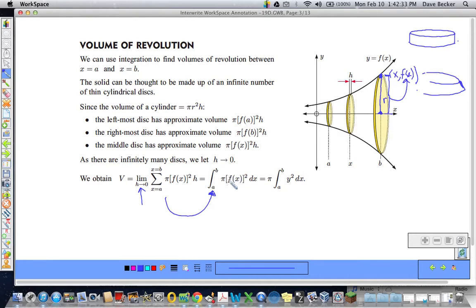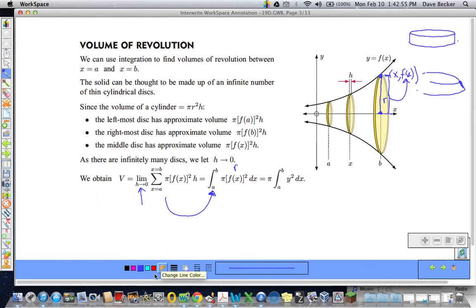Pi times the radius, remember the f of x represents the radius of the cylinder, squared. That's just the formula for the volume of a cylinder. And I clean it up, I factor out the pi, and I get pi times the integral from a to b of y squared, replacing f of x with y. It really doesn't matter, it's just easier to write this way.